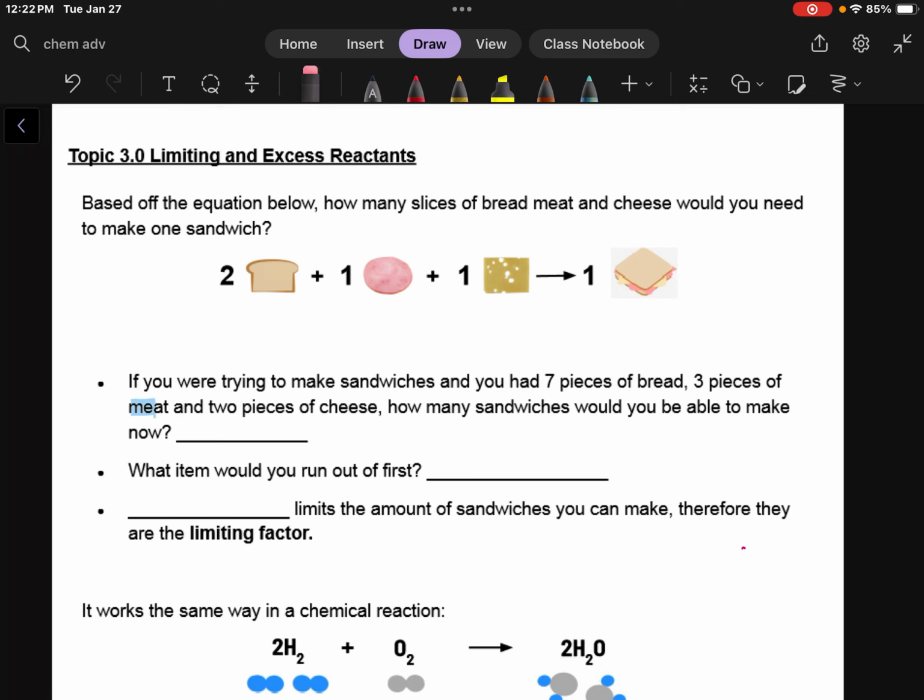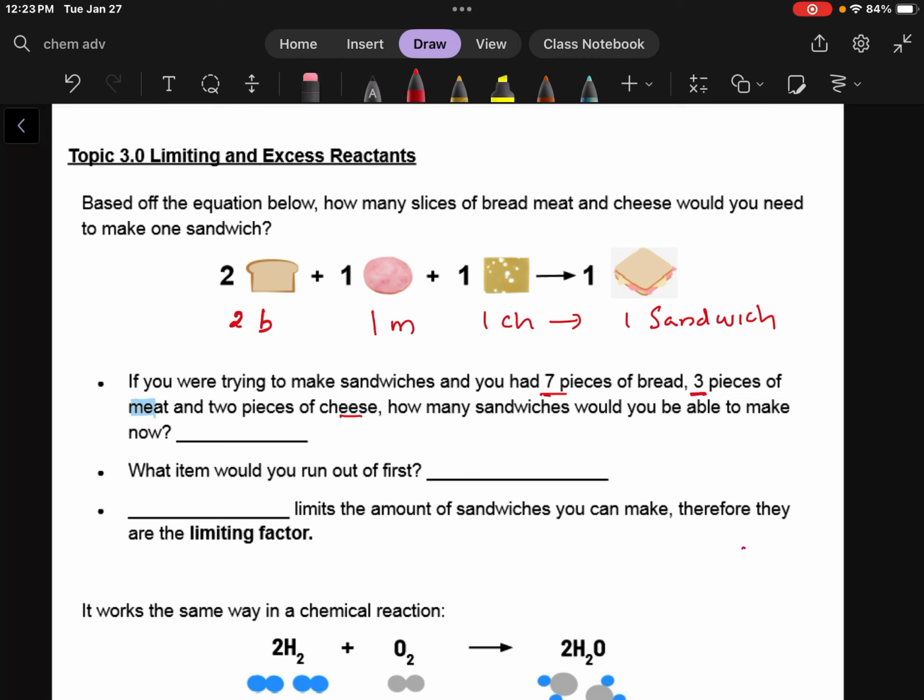This is the recipe. So it says we need 2 bread, 1 meat and 1 cheese to make one sandwich. So if you are trying to make sandwiches and I gave you 7 pieces of bread, 3 pieces of meat, 2 pieces of cheese, how many sandwiches will you be able to make?